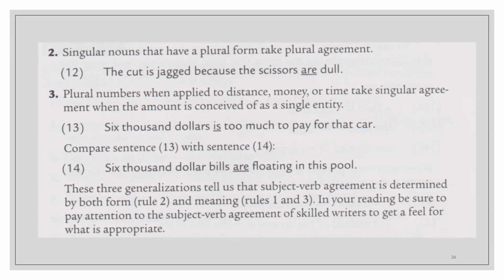Compare sentence 13 with sentence 14. In sentence 14, I could say $6,000 are floating in this pool. Now, I'm not talking about a price or a cost. I'm talking about a literal physical amount of dollar bills that are floating in a swimming pool, and there are 6,000 of those. So now we have a plural noun that we can treat as a plural noun, so it gets the plural form of the be verb. $6,000 bills are floating in this pool.